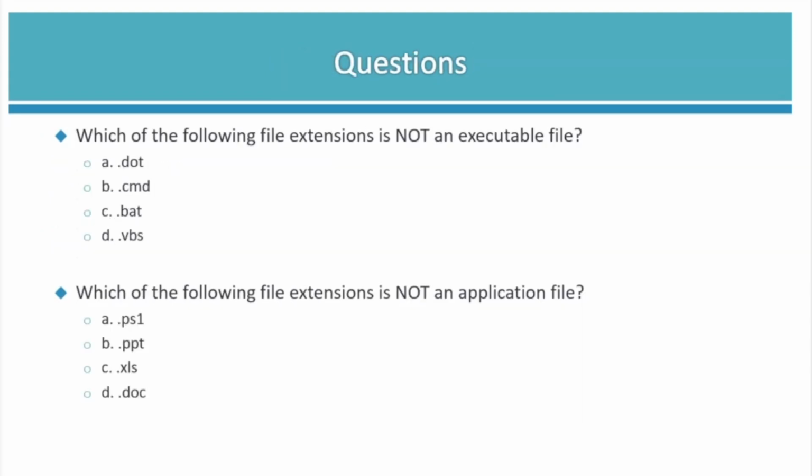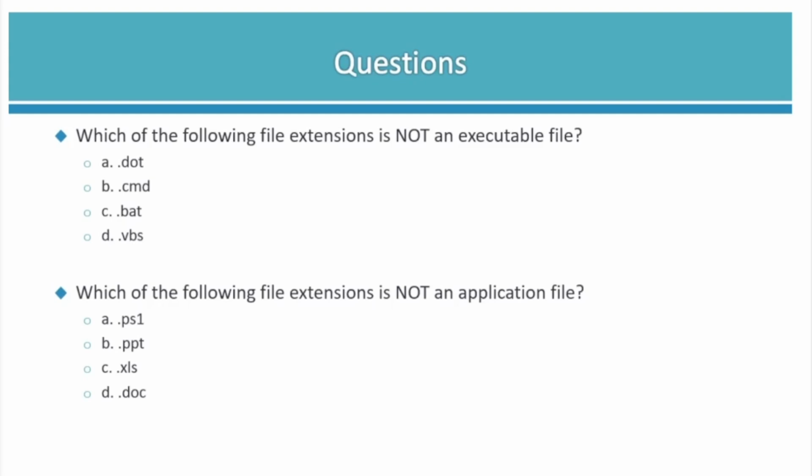So let me test your basic knowledge of computer file name nomenclature. In this first question, which of these file extensions is not an executable file? The answer is A, a dot file. A dot file is an application file extension used for document templates. The command file and bat file and VBS files are executable file extensions.